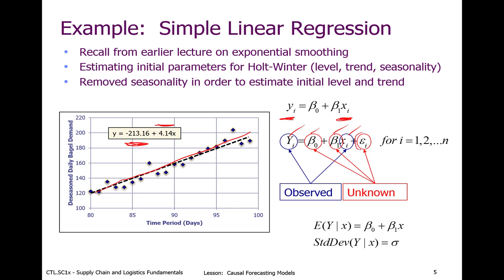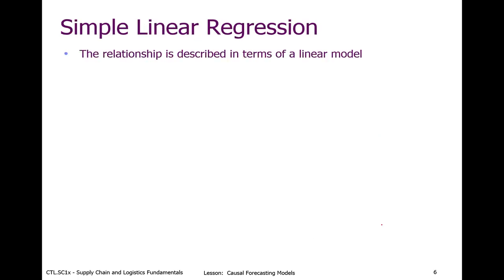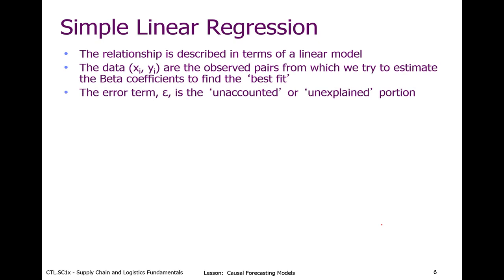Now I've also got this error term that we're going to call residuals, and that's something that will always be unknown, but I want to minimize that, because at the end of the day I'm creating this equation, and this equation is simply saying my expected value of y, daily bagel demand, given a certain time period x, is equal to that beta naught intercept plus beta 1 slope times my time period. So the relationship is always going to be a linear model. We're using existing data, these pairs of data, x i and y i, to find the best fit.